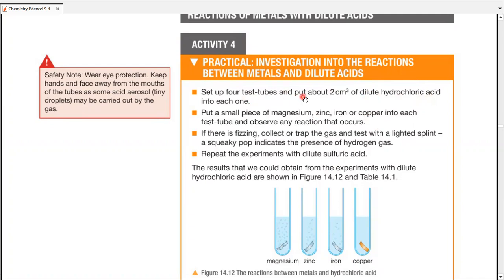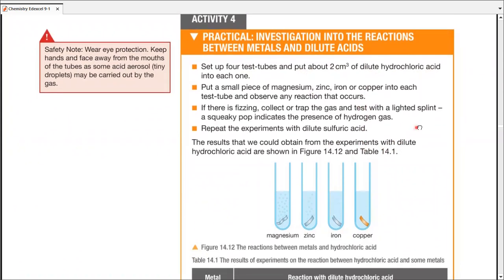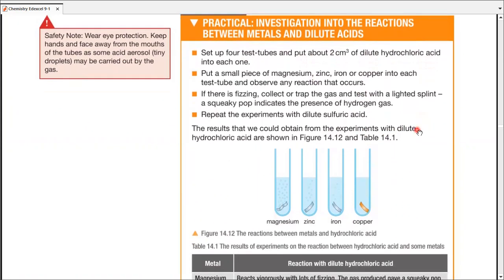Now we set up 4 different test tubes, about 2 cubic centimeter of dilute hydrochloric acid in each tube, and we use 4 different metals. As you can see in the diagram, we are using a piece of magnesium, zinc, iron, and copper. For fair judgment, it's better that the pieces are of the same thickness or same length, or both. So then you put them in.